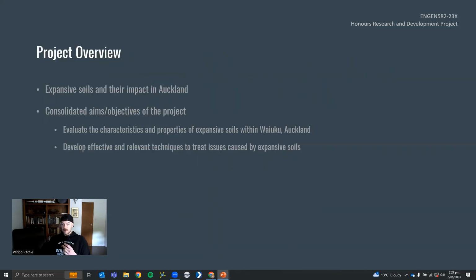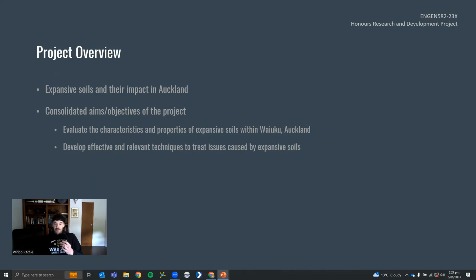To provide you with a brief project overview that was updated from our literature review, expansive soils are soils made up of particular mineralogy that have the ability to undergo changes in volume as the moisture content fluctuates. For some regions in Auckland, where these soils can be found, they can cause problems such as infrastructure damage as the moisture content changes throughout the seasons.